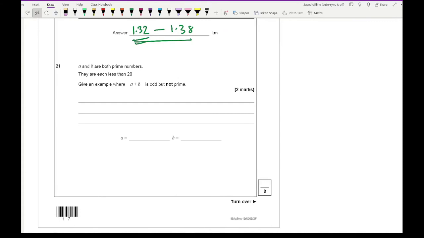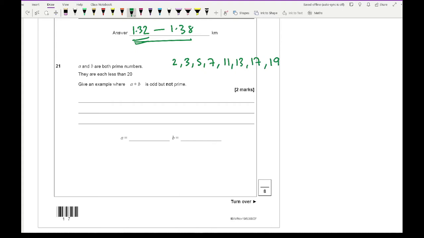Now, looking at question 21, it says that A and B are both prime numbers. They are each less than 20. Give an example where A plus B is odd but not prime. So in terms of the prime numbers that are less than 20, well, we could have 2, 3, 5, 7, 11, 13, 17, and 19. They're all prime numbers that are less than 20.